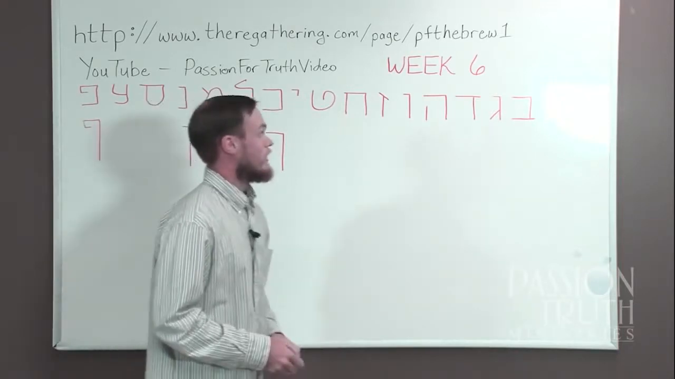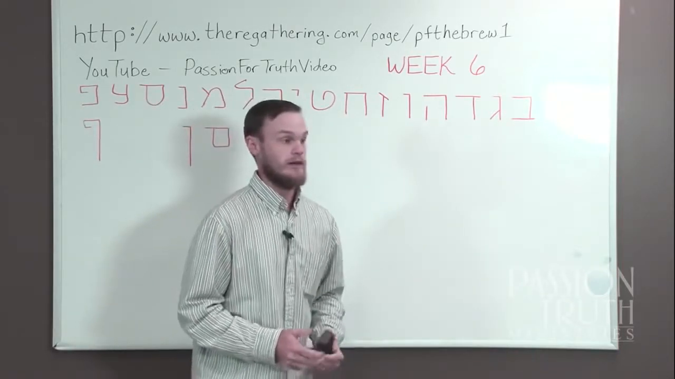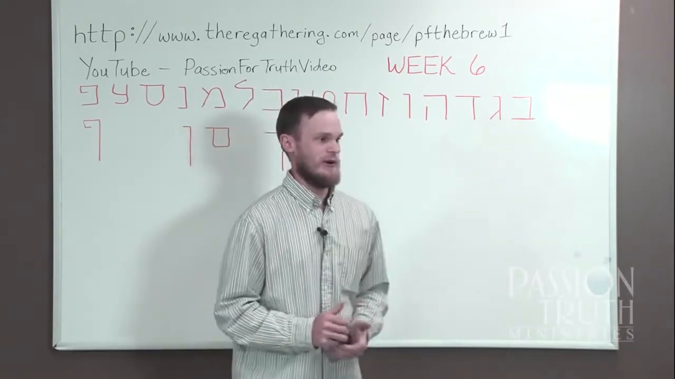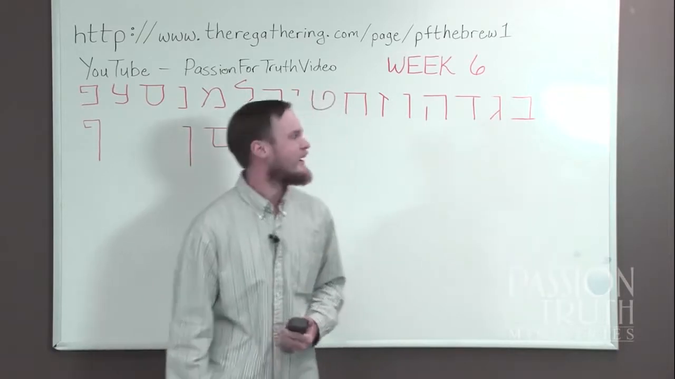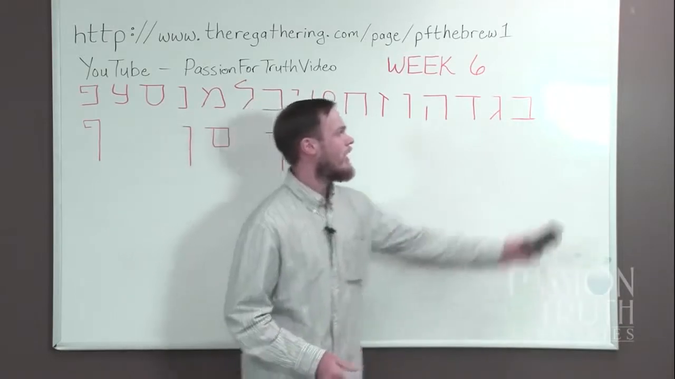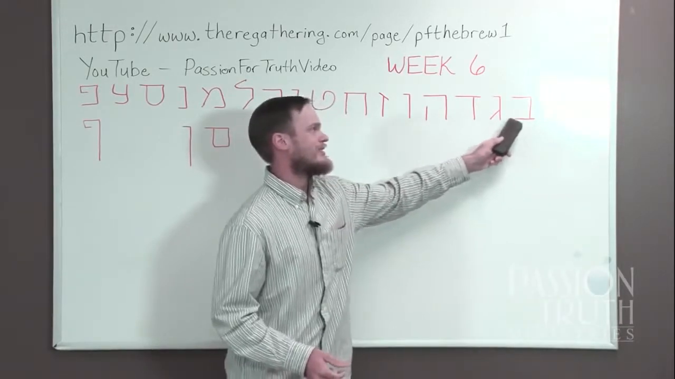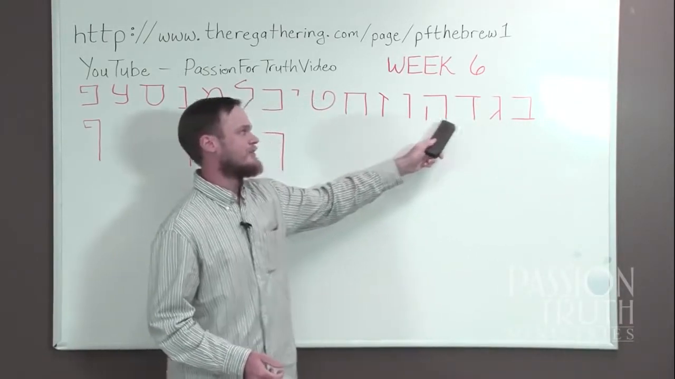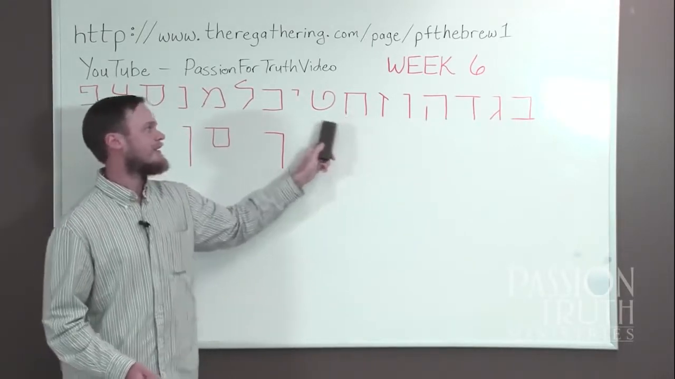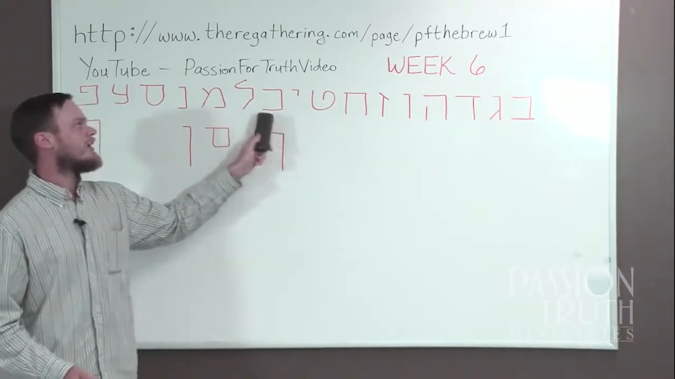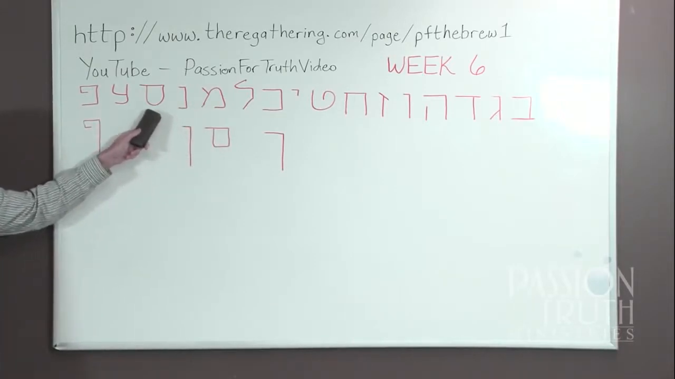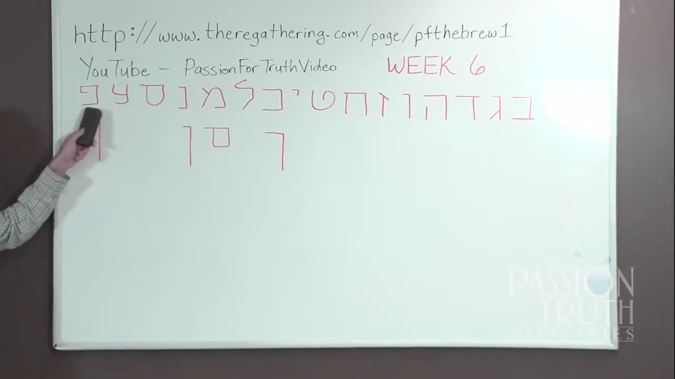All right. Well, we are on week 6, so I'm going to do a quick review of the alphabet thus far. Although you don't need to know the alphabet thus far in order to understand this class. So, anyone who knows it, say it with me as I go through. Aleph, Beit, Gimel, Dalet, Hey, Vav, Zayin, Chet, Tet, Yod, Kaf, Lamed, Mem, Nun, Samech, Ayin, Pei.